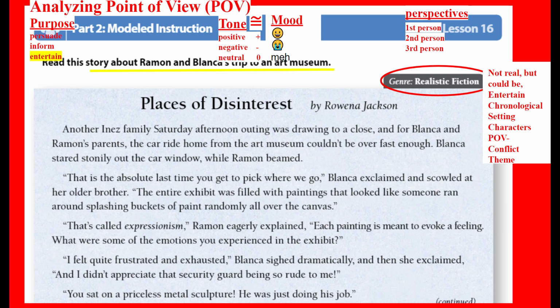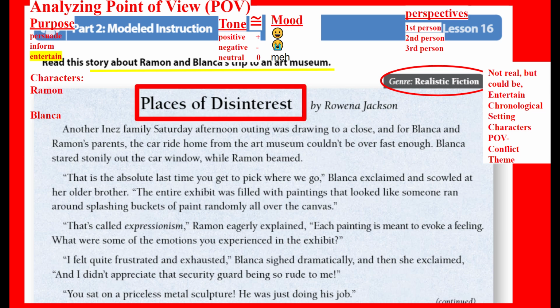All right, so let's look at our directions. They tell us to read this story about Raymond and Blanca's trip to an art museum. So, just based on these directions, I already know the names of my two characters and I know what they're doing. I know that my two characters are Raymond and Blanca, and I know that they have been on a trip to an art museum. So, that's pretty important. So before we can read, we have to make sure we box in the title of our text. We box in the title of our text to bring our attention to it, of course, and to help us analyze it and break it down even further.